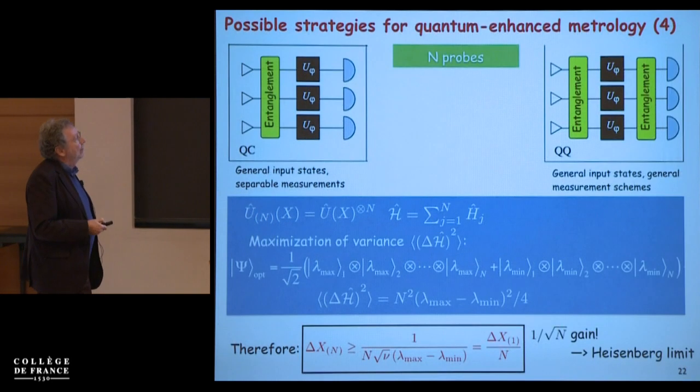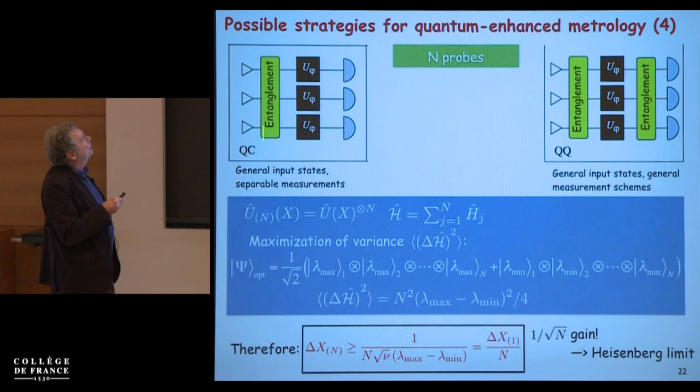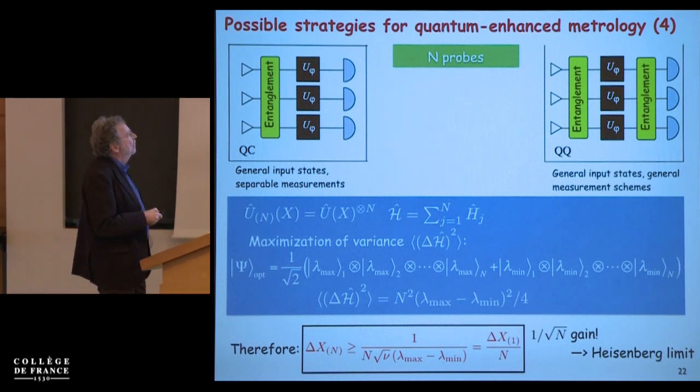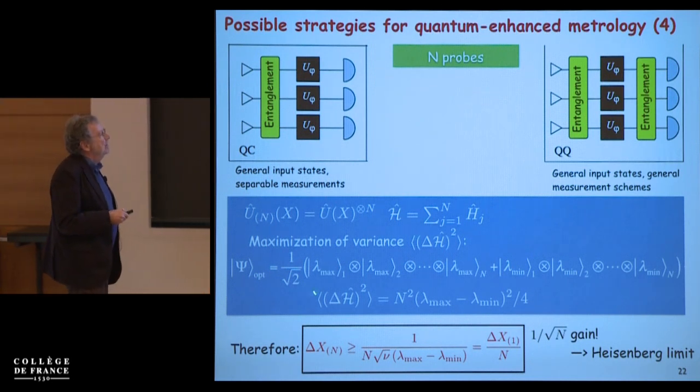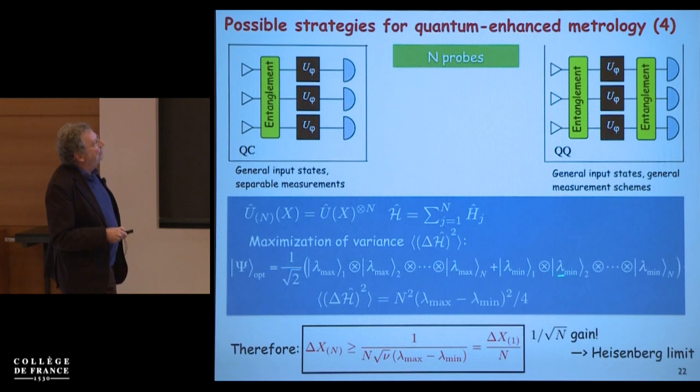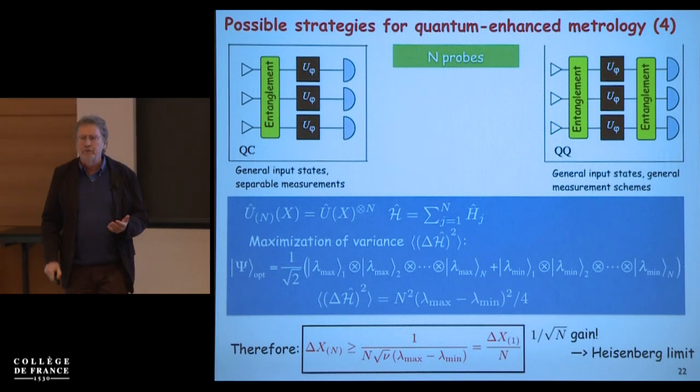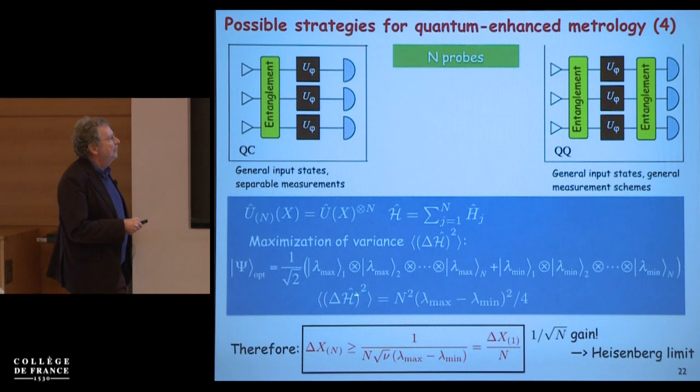Now, second situation, we entangle the initial states, and we do either separate measurements or global measurements at the end. Again, the unitary evolution is given by the product of individual evolutions. These are the individual generators. This is the global generator. And now we want to maximize the variance in this state here, which is an entangled state. Now, this is like calculating the variance of the number operator in the null state. And the result is this one.